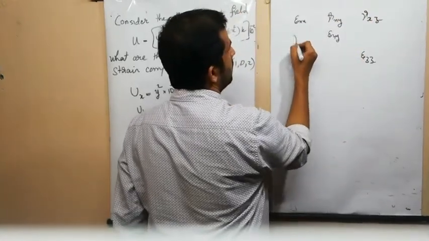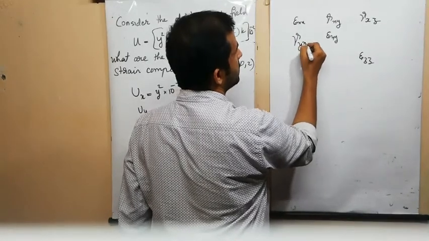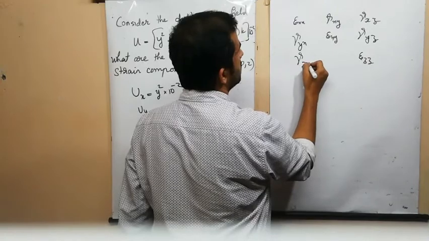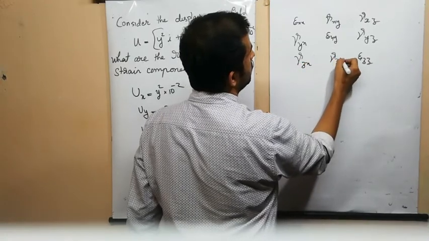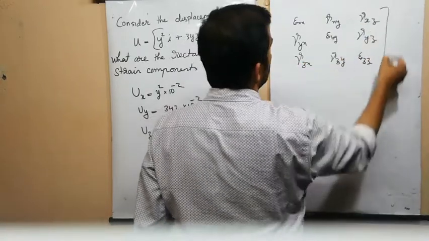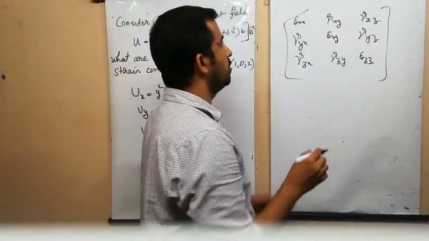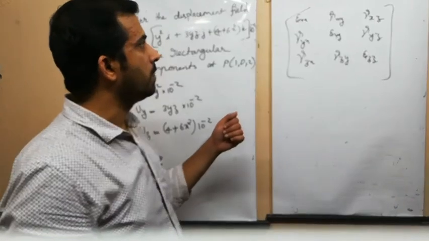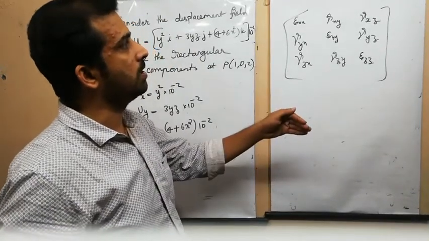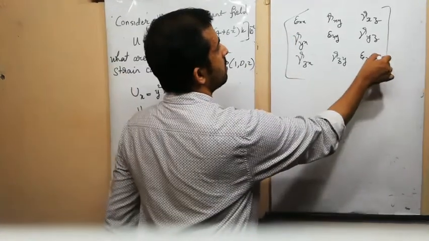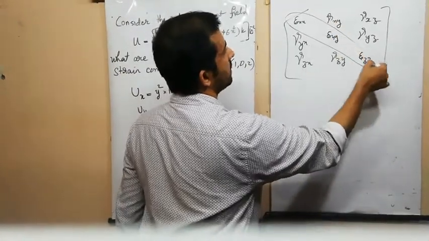So here gamma yx, gamma yz. Here gamma zx, gamma zy. So these are the rectangular strain components. Out of this, only 6 need to be found. Because of the cross shear property, only 3 shear strain components will exist, and 3 normal strain components will exist.